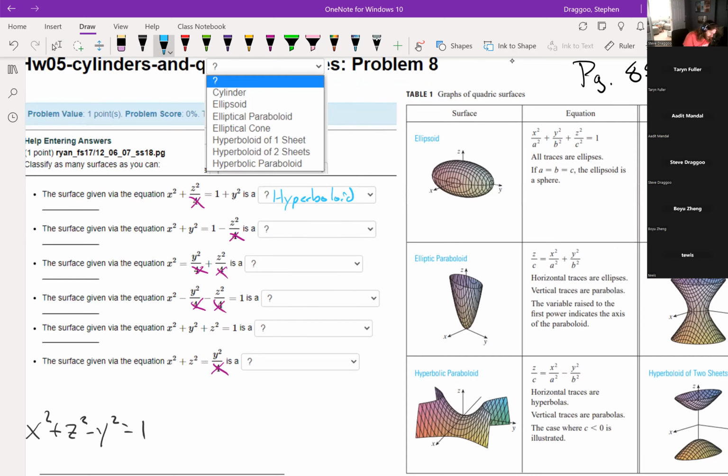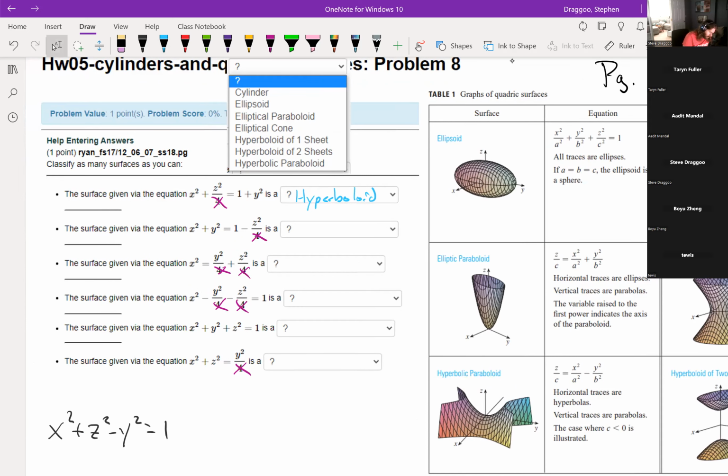Running out of space. Hyperboloid. Let's just call it hyper of one sheet. Since when I organized all my thoughts, I organized everything onto one side, I was equal to a positive number over on the right.